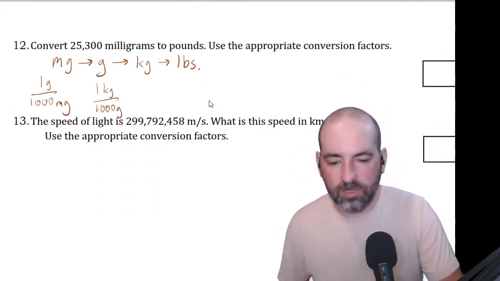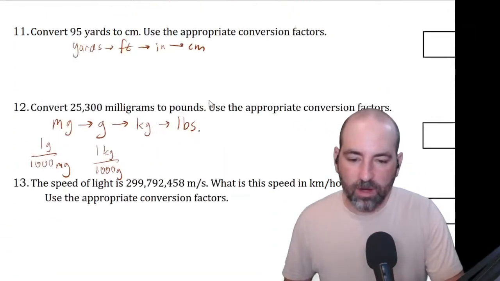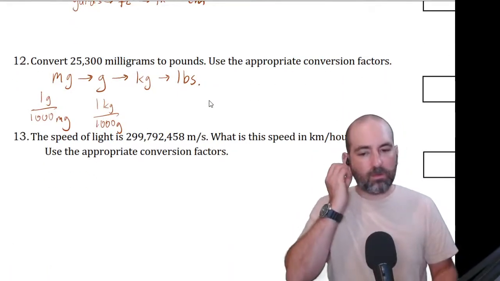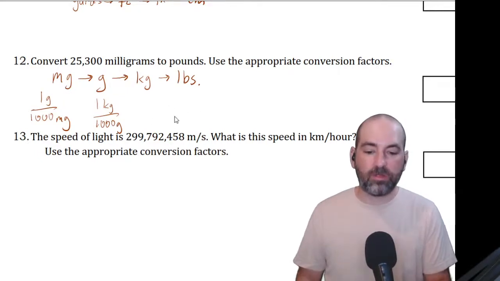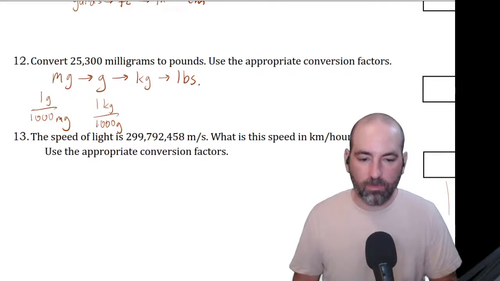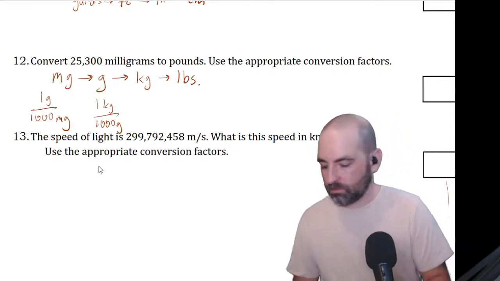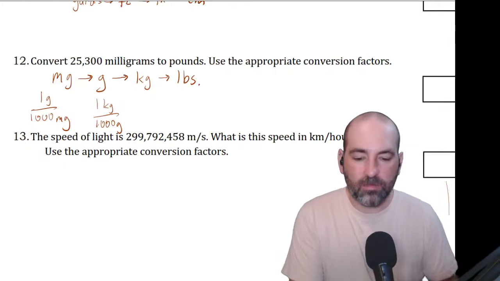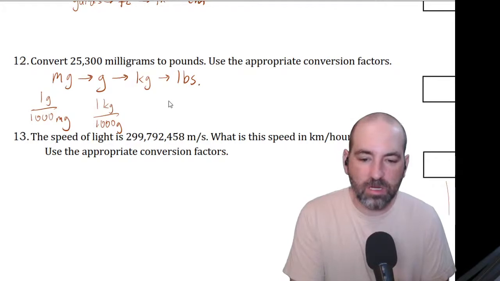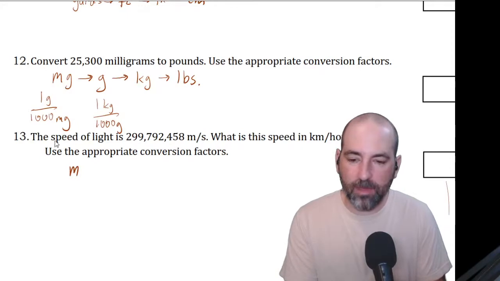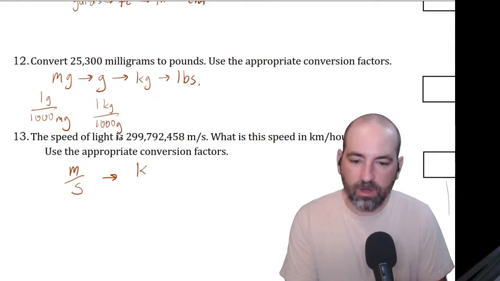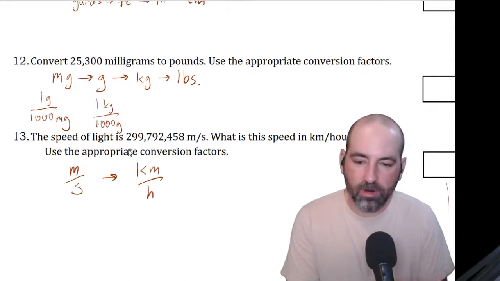We're going to work through the next one together because this is an example where we have to actually convert an entire ratio rather than just a single unit. So in this example, we have a speed given in meters per second. And the question is asking for kilometers per hour. So if we think about our path again, we're starting with meters per second, and we ultimately want to know kilometers per hour.